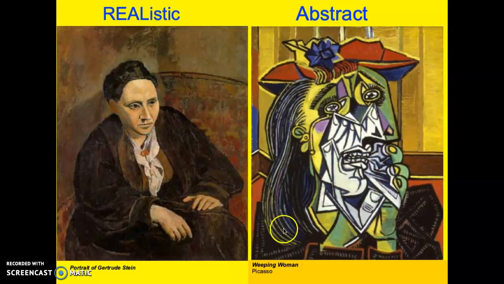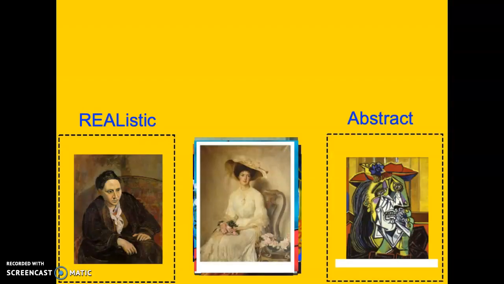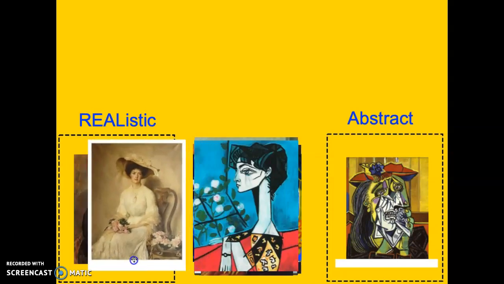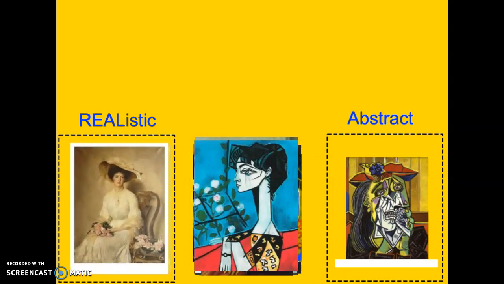But first, let's see if we can sort these portraits into the right category. So on this side, I have art that's realistic, so it looks like the real thing. And on this side, we're going to put the portraits that the artist painted abstract. So let's take a look at this one. Let's think about it. Was it painted realistic or abstract? That's right, it's realistic, so I'm going to put it in this category. How about this one? Is that realistic or abstract? That's right, abstract.